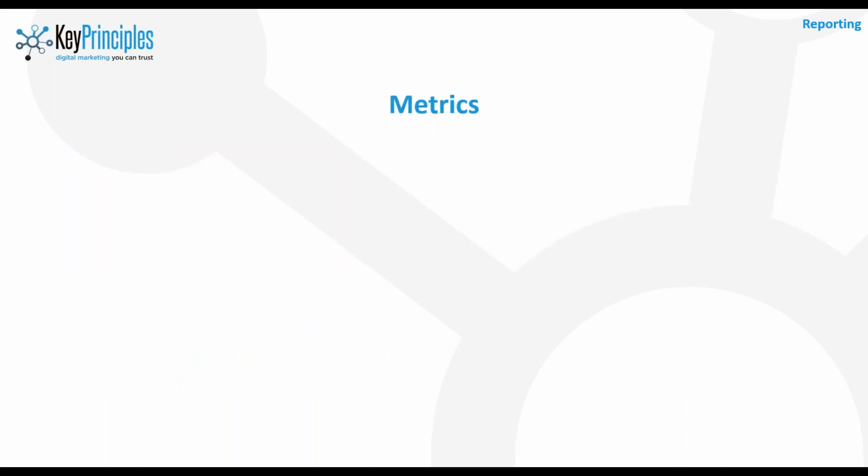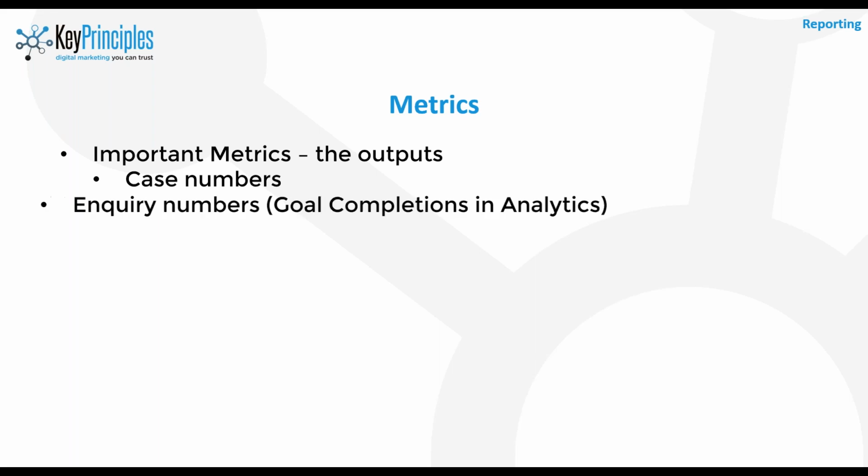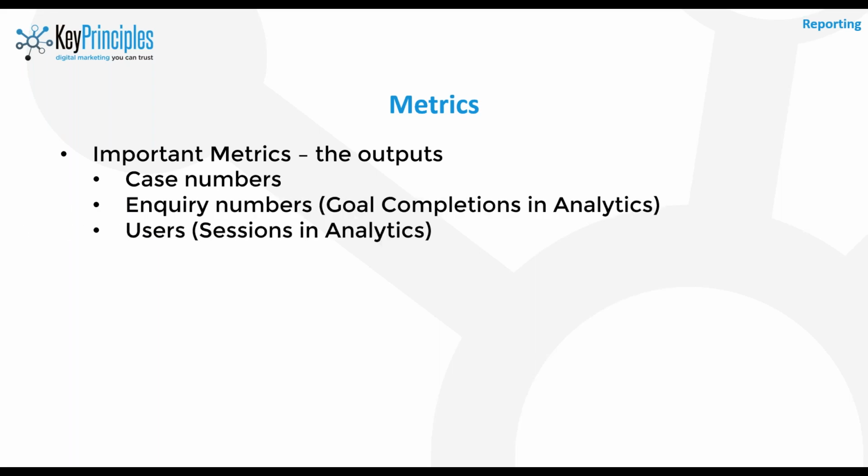So when we talk about metrics, if we look at it a stage further ahead, the important metrics then are the outputs. No, they're not. They're the inputs. So important metrics are the outputs, but not so important as the inputs. So the ones that I've got here are case numbers or revenue, if you like, inquiry numbers and users.